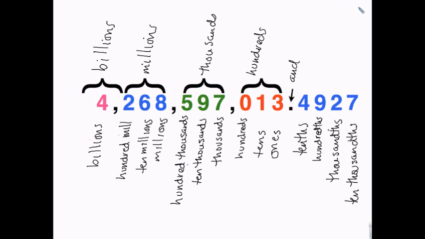So, any questions on that? Place value stuff at all? I figure most of it's really familiar.